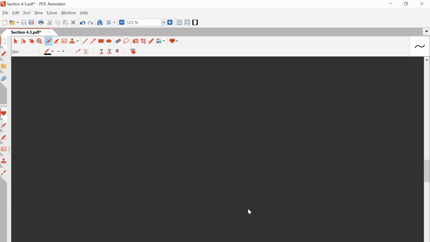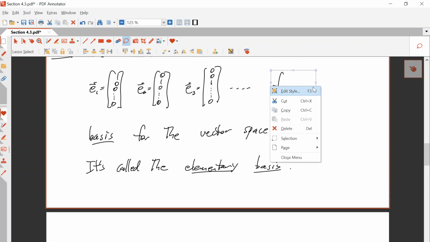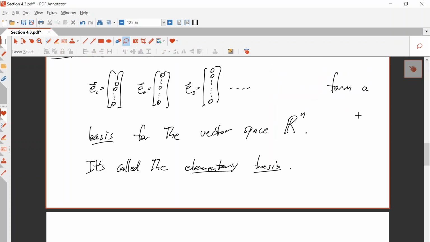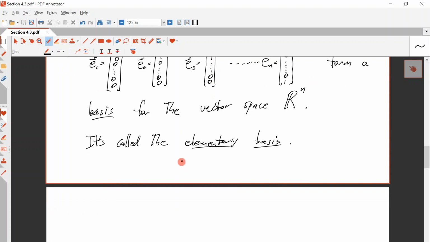Actually, in that notation I should put the last vector. The last vector, en, is equal to 0, 0, 0, 0, 1. Obviously, put an extra 0 at the bottom here. So those n elementary vectors form the elementary basis for Rn.